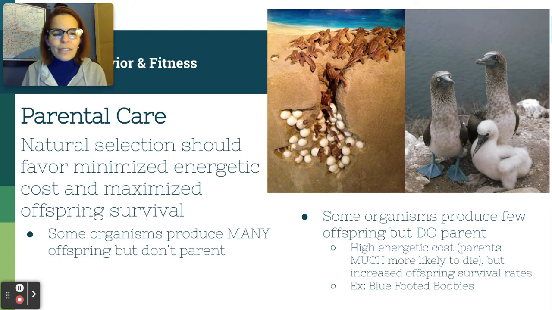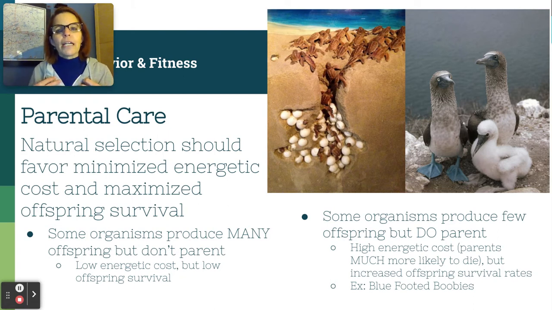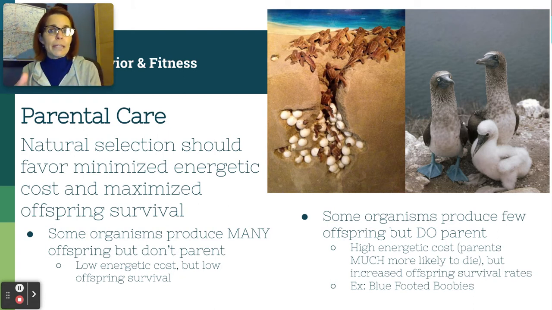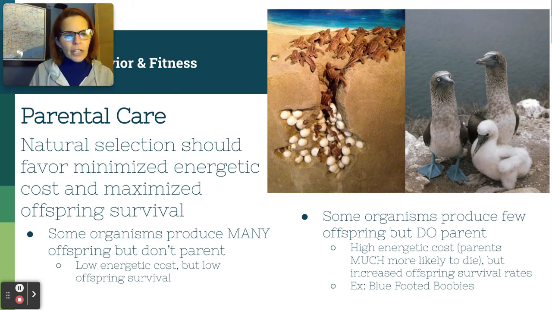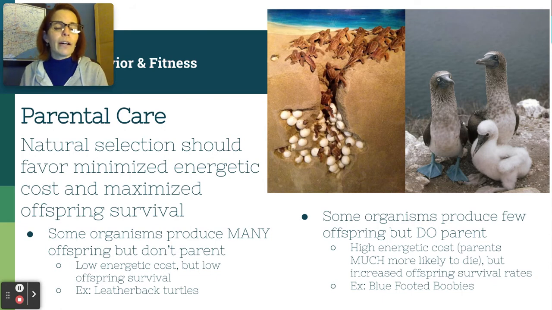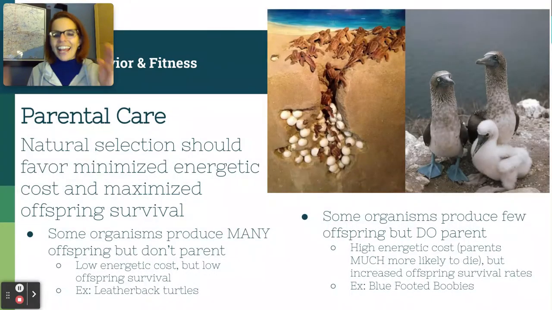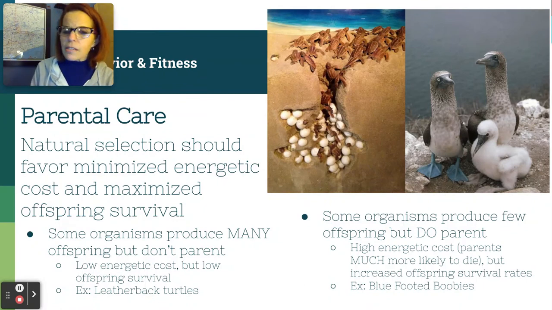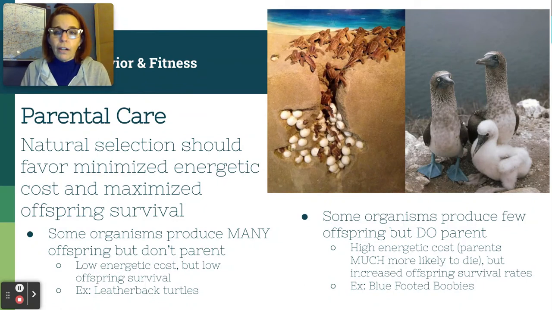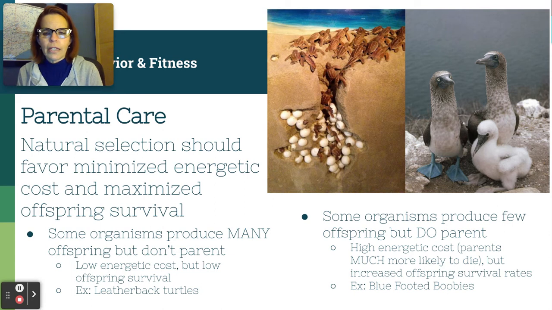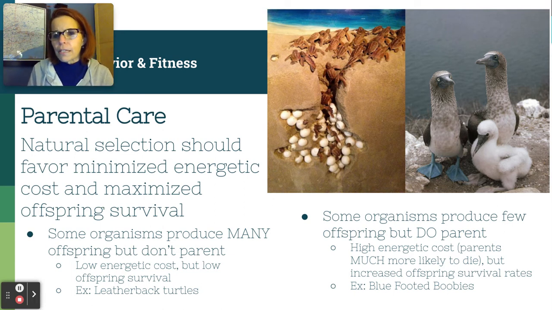Okay, so some organisms produce many offspring, but then they don't parent. So the energy input took place in the making of the babies, so producing lots and lots and lots of eggs. It's a low energetic cost, but they also have low offspring survival. So the example is the leatherback turtles. And then on the right side, some organisms produce few offspring, but do parent. So the example here is the blue-footed boobies. We've got both male and females parenting. It's a high energetic cost.